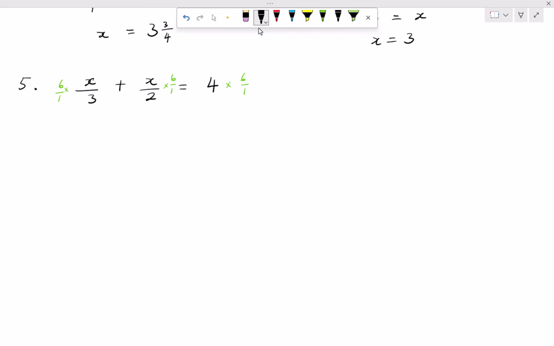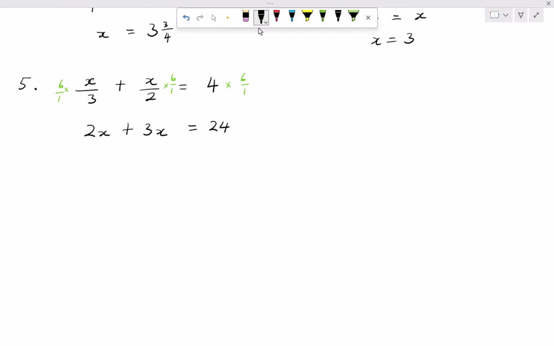And that would then leave us 3 into 6, that is 2. So 2 times x, that gives us 2x. And then 2 into 6, that's 3. 3 times x, that gives us 3x, is equal to 4 times 6, that is 24.